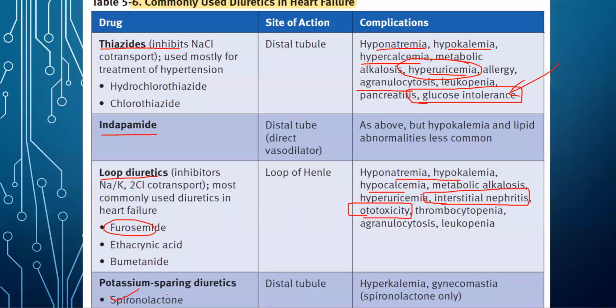Then we have the potassium-sparing diuretic, which is spironolactone. This can cause hyperkalemia and gynecomastia. Remember one thing: when you give an ACE inhibitor and spironolactone to a patient, there is a high chance that the patient can develop hyperkalemia, because the ACE inhibitor itself causes high potassium, and spironolactone also causes hyperkalemia. So if you give both, you have to monitor their potassium. And always remember that spironolactone is one of the most common causes of gynecomastia in a patient.